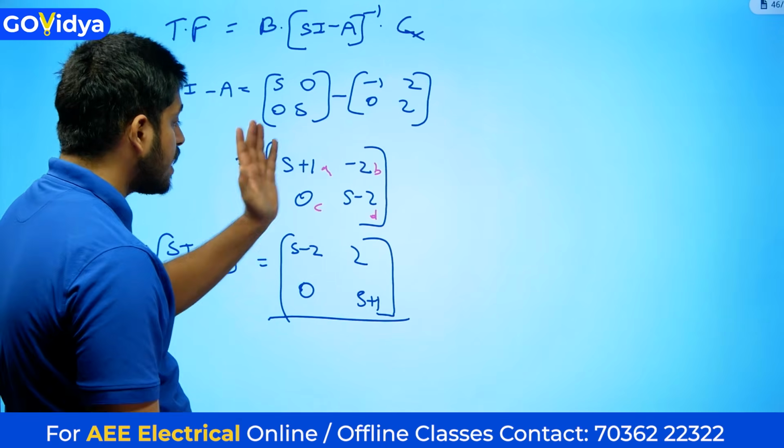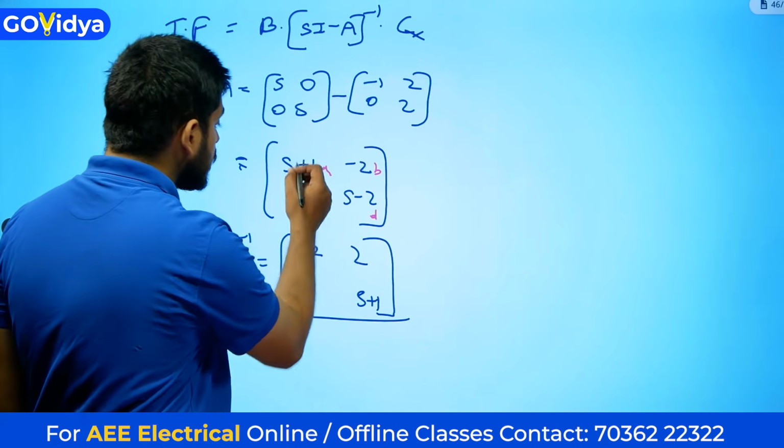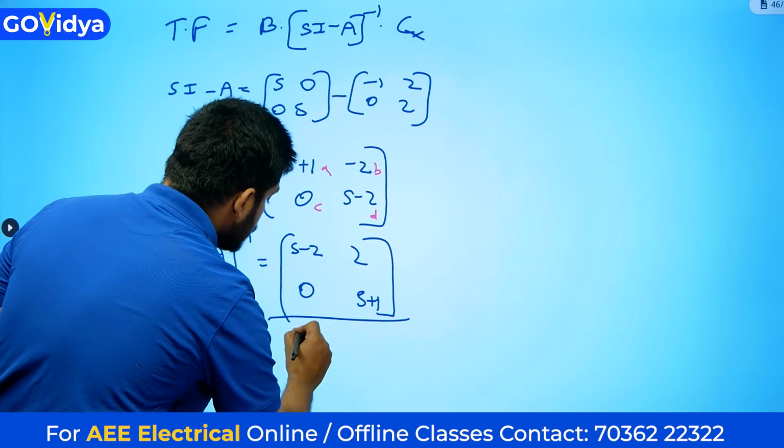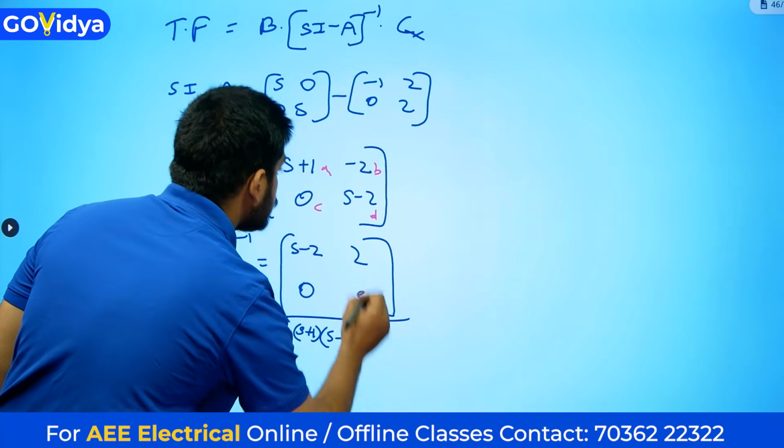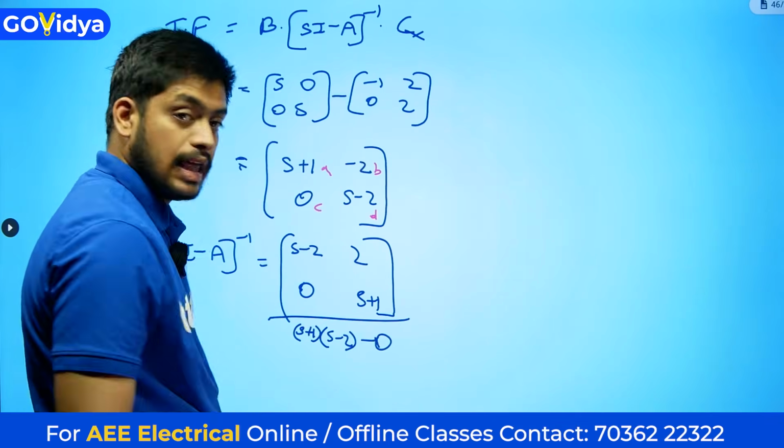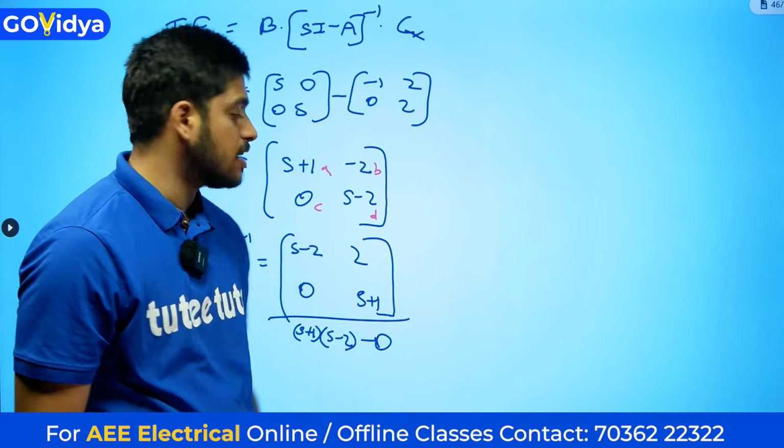What is the determinant here? AD minus BC. What is the multiplication? S plus 1 into S minus 2 minus BC. BC is nothing but 0. See, here we will do a small observation.